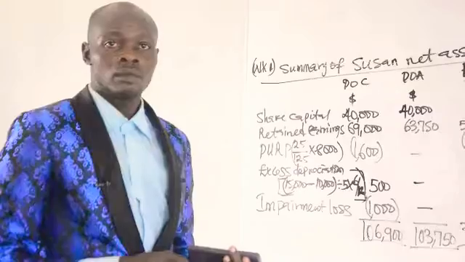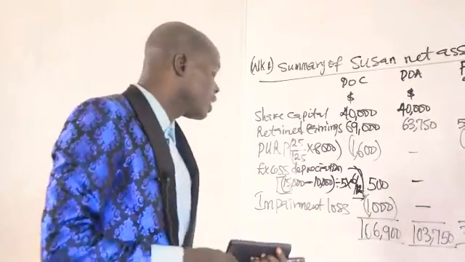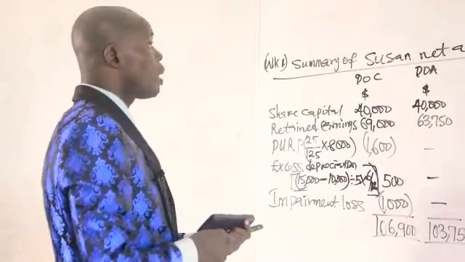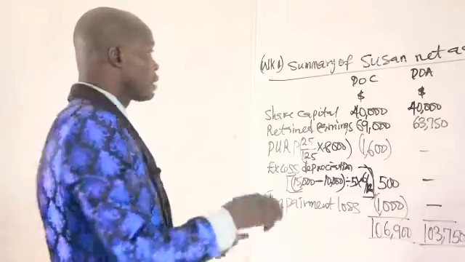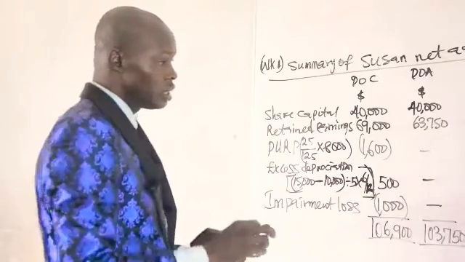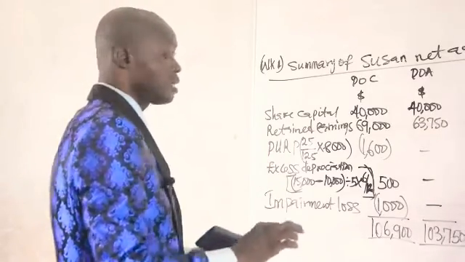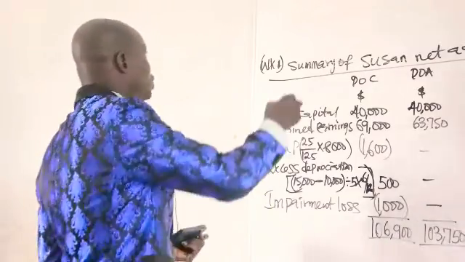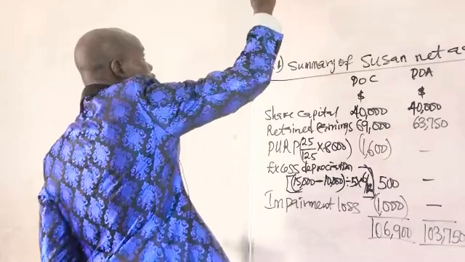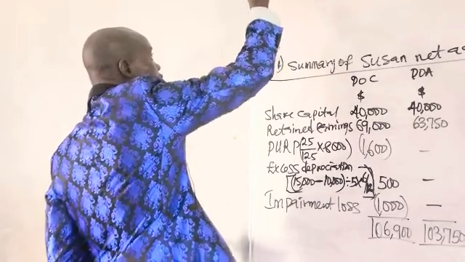So I've told you that there are 3 major workings in the group. Number 1 is the goodwill. The second one is the retained earnings, while the third one is the non-controlling interest. So we want to determine the value of the consolidated goodwill.